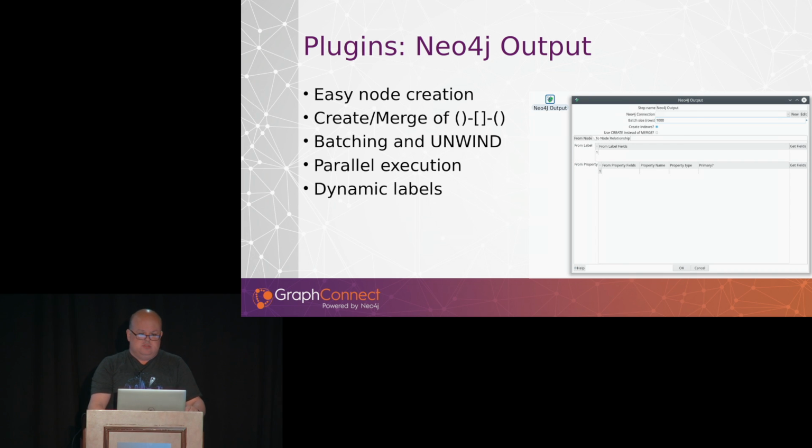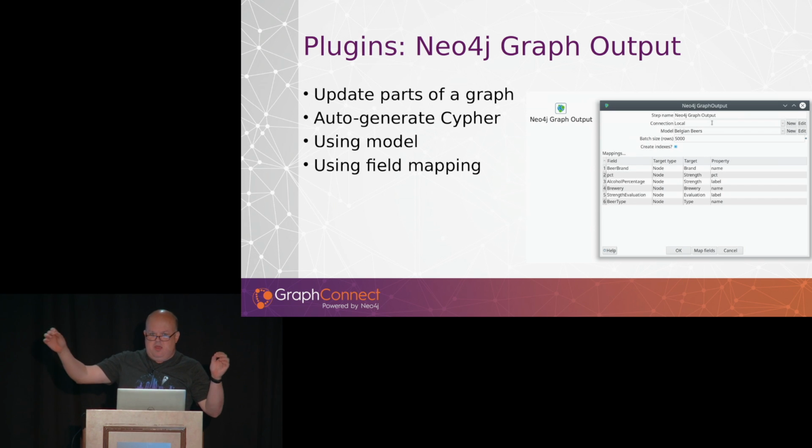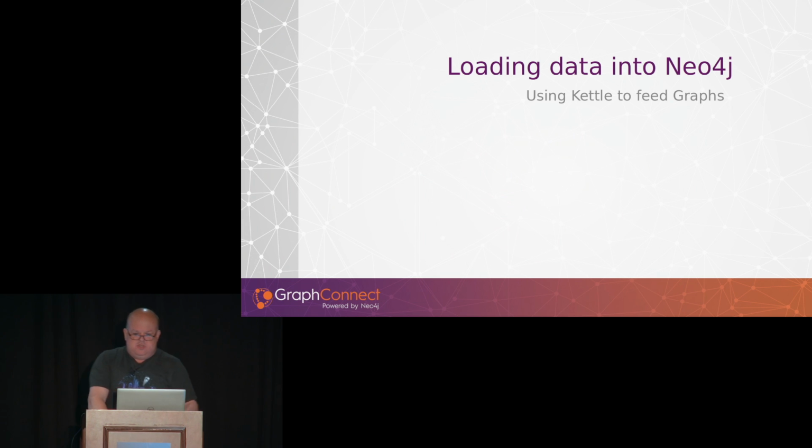So it supports these. The graph output step is a new one that we're working on. And the idea there is that we create logical models of our graphs, so that we can do, like you see in the example, a simple field to node property mapping, and we will generate the Cypher for you automatically, right?